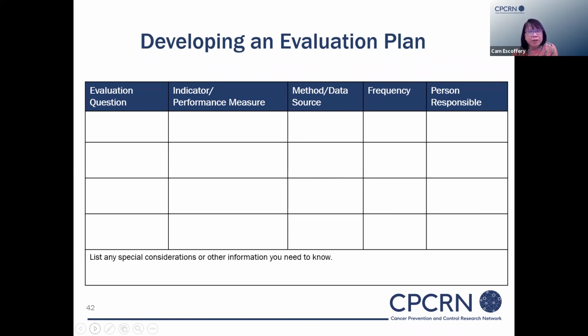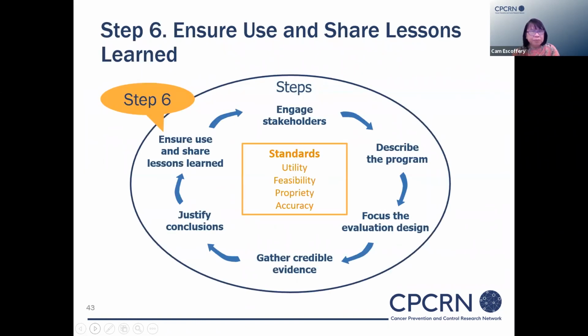And think through the indicators and methods. And this is a great thing to share with your team, and to make sure that you have ways to collect the data, and people responsible, and also a time frame for the evaluation.